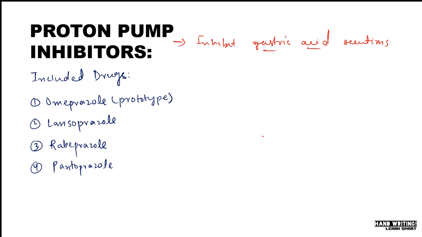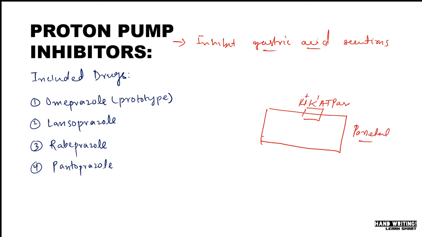And what are proton pumps? These are the pumps also called hydrogen potassium ATPase, present in the apical membranes of the parietal cells. Their function is to secrete hydrogen into the stomach lumen, and they are present in the luminal membrane of the parietal cells.